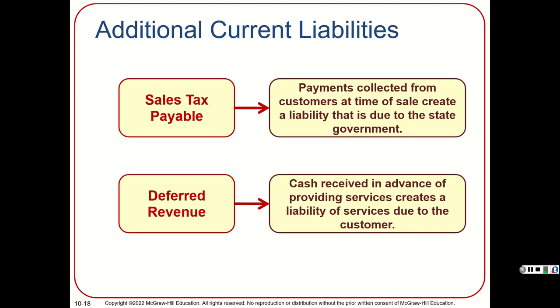You remember way back in lecture 1, we talked about the exchange. An exchange needs to take place for a transaction to happen. So when we have a one-sided transaction, in this case, we've only received cash and a promise to send or a promise to do the service. All right. So this is the deferred revenue. We're going to defer the revenue until we actually earn it.